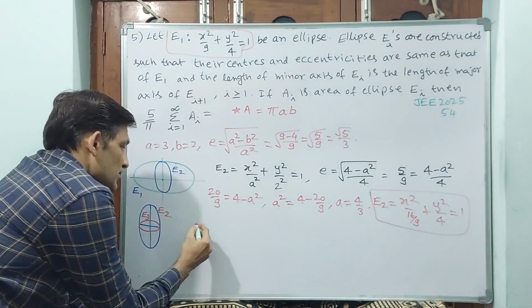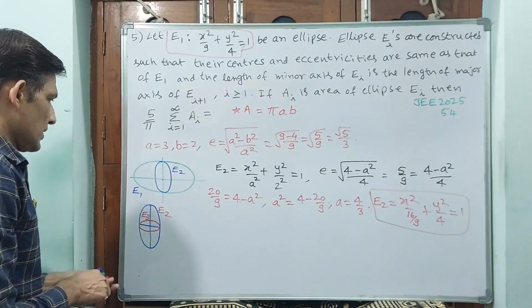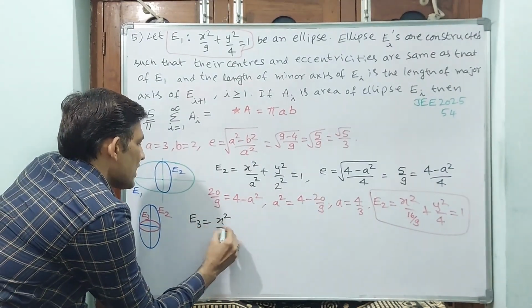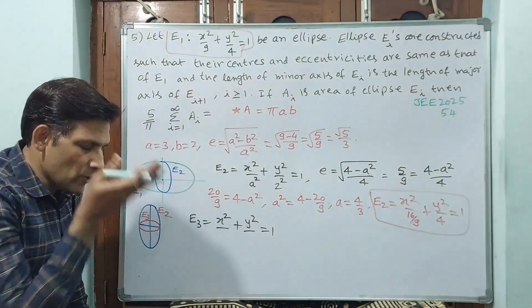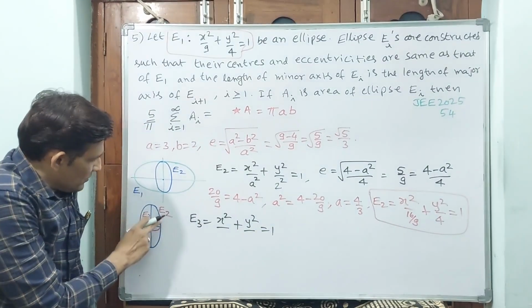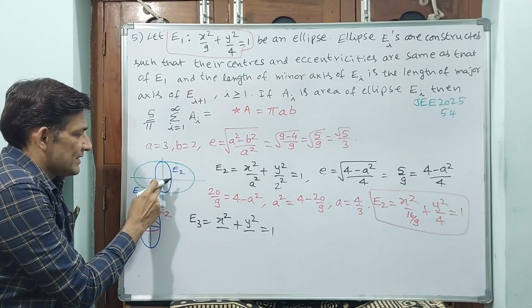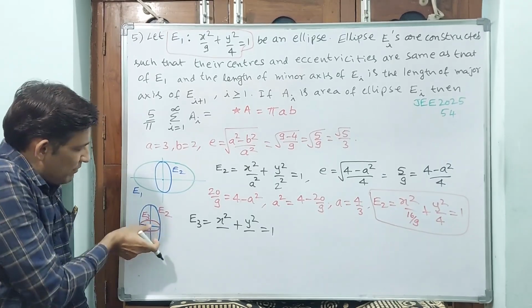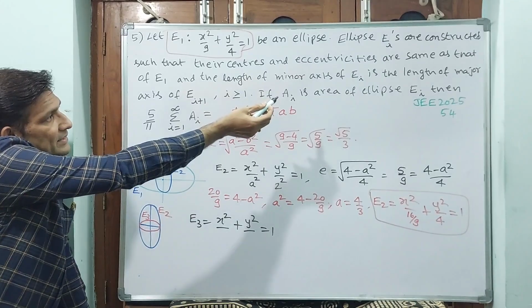Okay? That means how am I writing E3? I am writing like this, you see. This is a conceptual question. E3 is equal to x square by something plus y square by something is equal to 1. That we know. Now come back here. For E2 the major axis is on the y axis. For E3 the major axis is on the x axis, but the minor axis is on the y axis. But we require the minor axis only for E3.